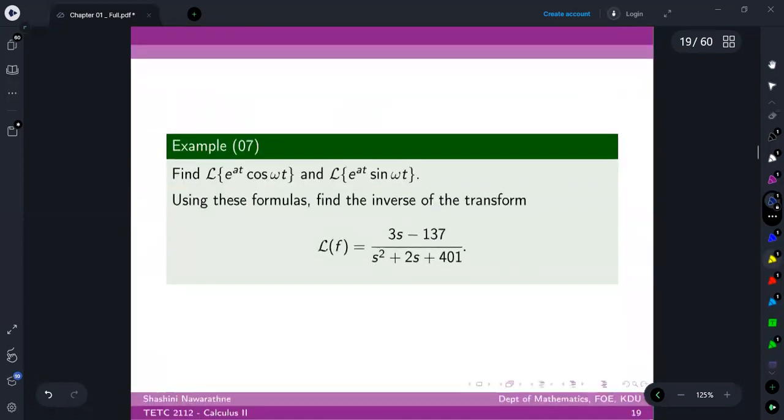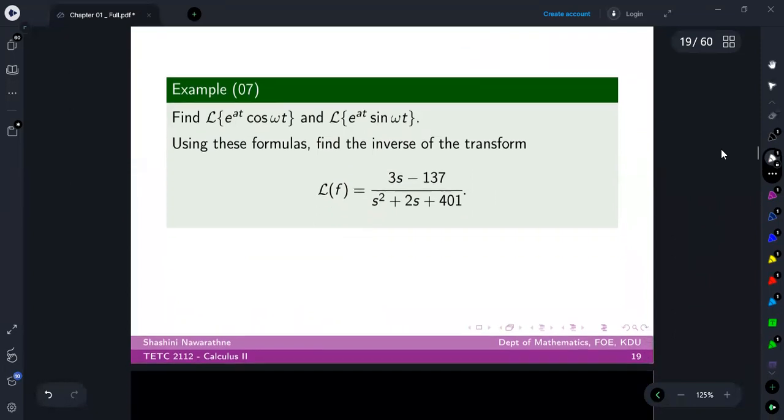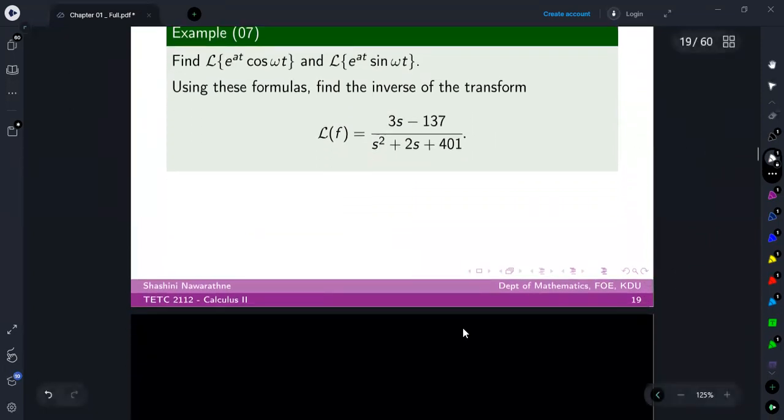So let's consider example number 7. You are asked to find the Laplace transform of e to the power at cos omega t and the Laplace transform of e to the power at sin omega t. So let's start with the first. We are asked to find the Laplace transform of e to the power at cos omega t.